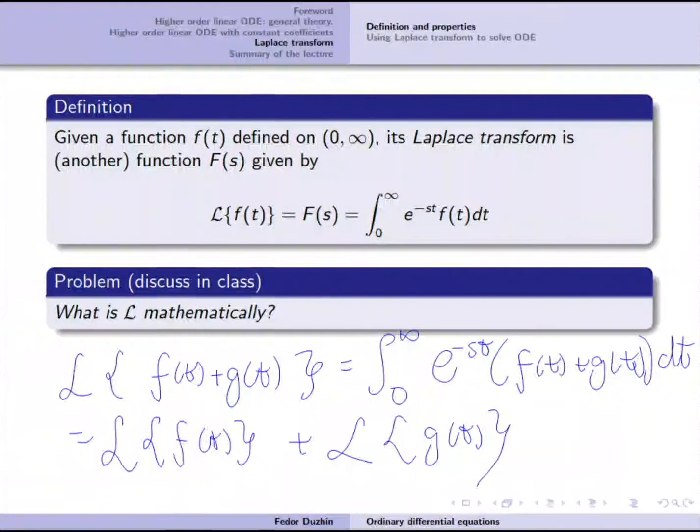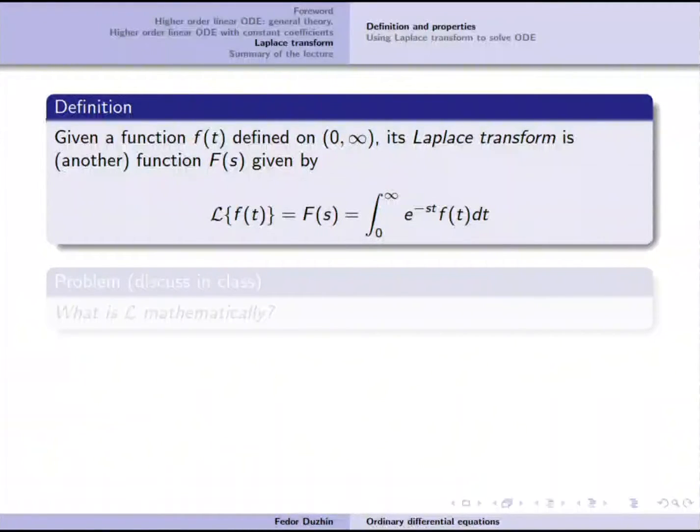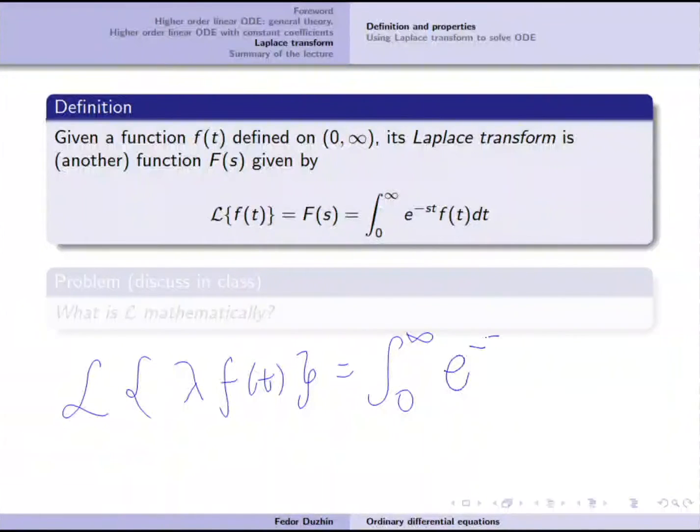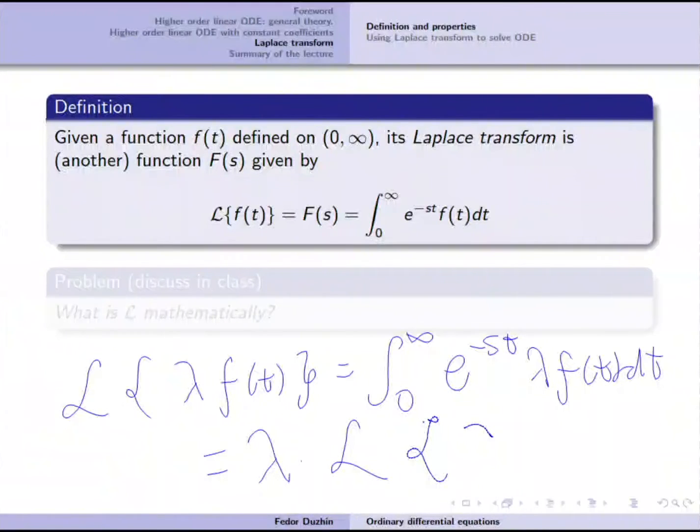Right? And at the same time, if you multiply f of t by a constant, so let's multiply f of t by some constant, say, I don't know, lambda is a constant, lambda f of t, and this is going to be the integral from 0 to infinity of e to the minus st lambda f of t dt, but then lambda can be taken out, and this is nothing else but lambda times L of f of t.